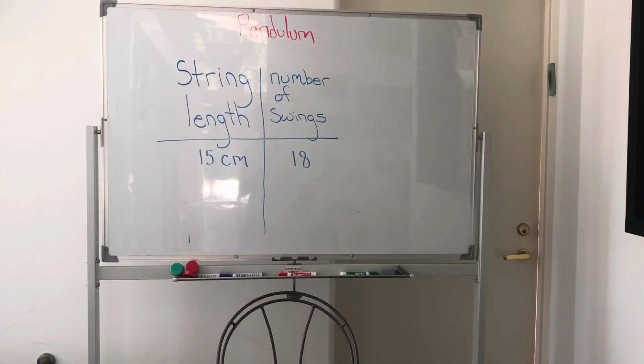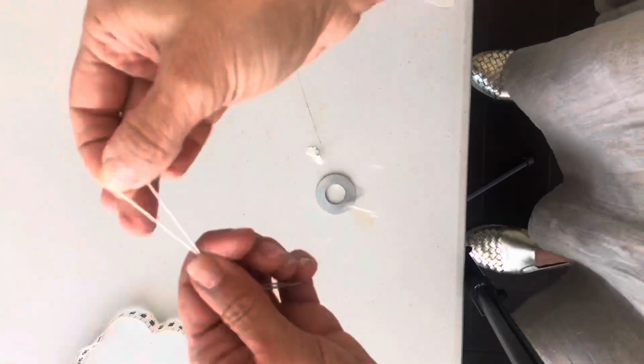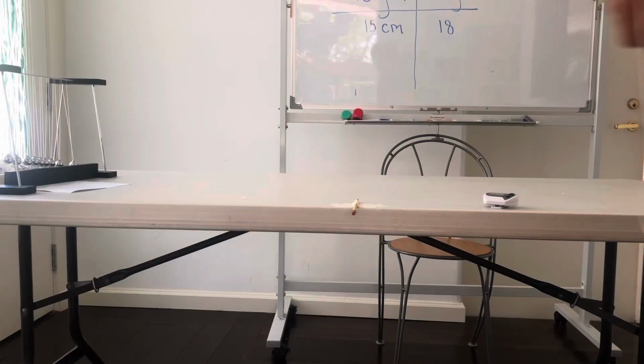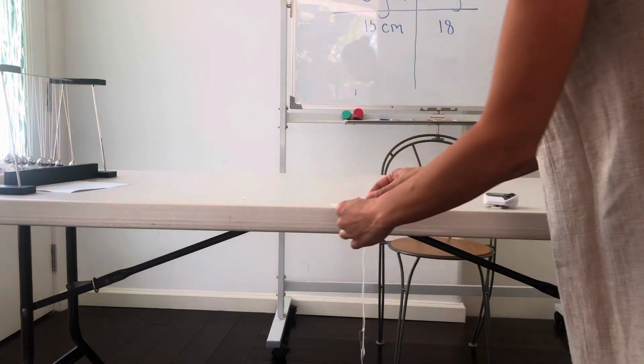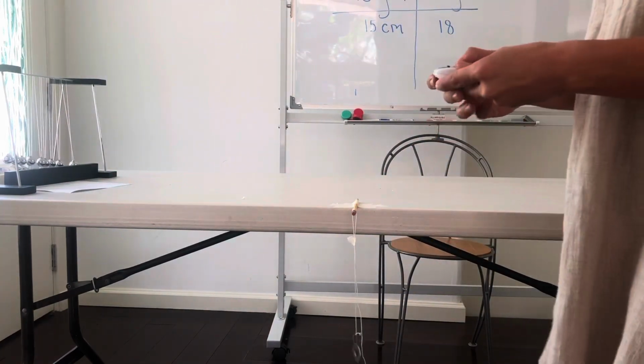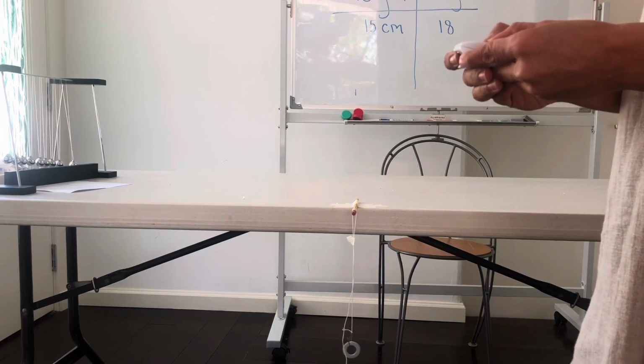So we're going to record our data as if we were in class. I'm going to try all of the lengths so that you also have a record of what the results would be. At 15 centimeters, we got 18 swings 2 times, so I went with that number. We had 18 swings. Now I'm going to try 25 centimeters. Here is my pendulum of 25 centimeters, longer than 15 centimeters. Again, I'm going to set my timer to 15 seconds.